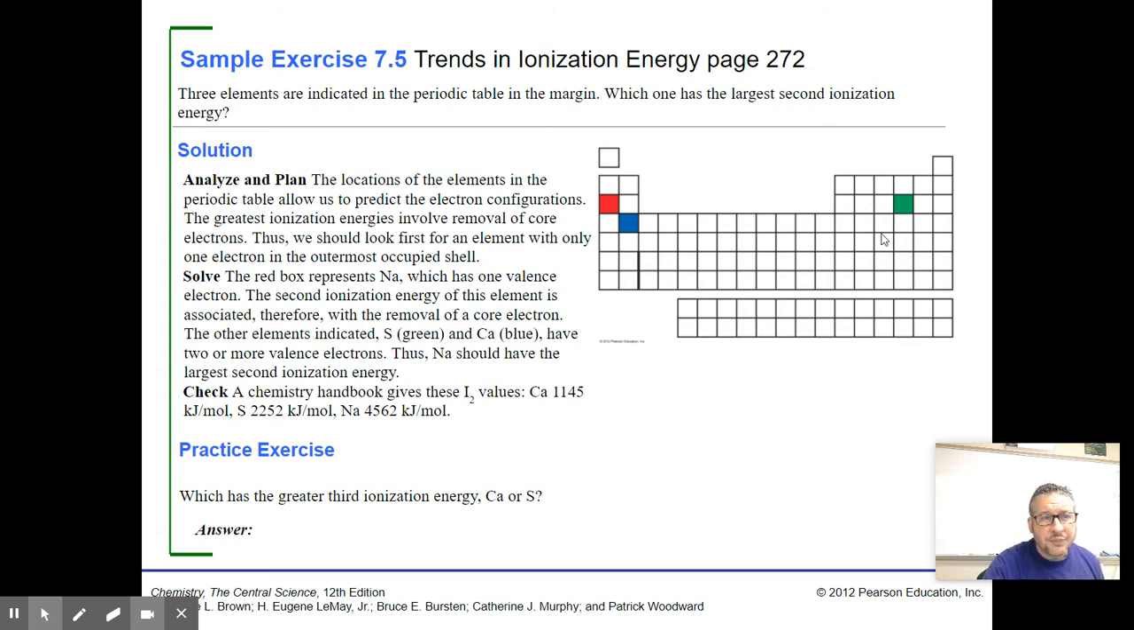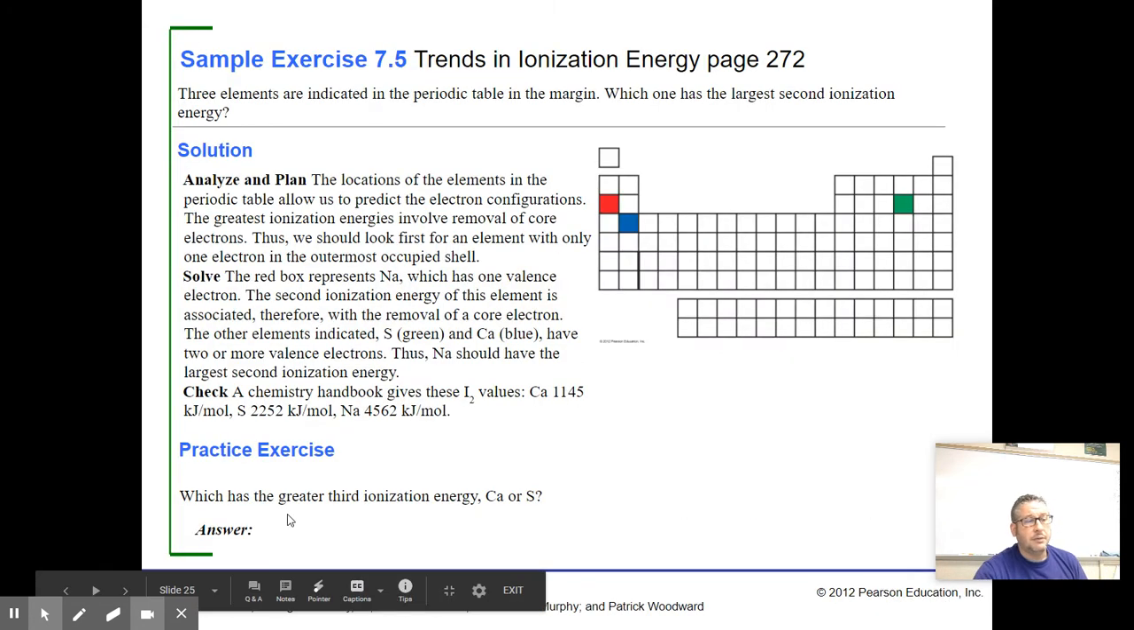all three of these, calcium and sulfur still have valence electrons to give. Whereas sodium, you've already removed the one and only valence electron. So after you remove that valence electron, you now are dabbling in the core electrons. So it's going to have a humongous increase in the second ionization energy. So that's why for this answer, it would be sodium.